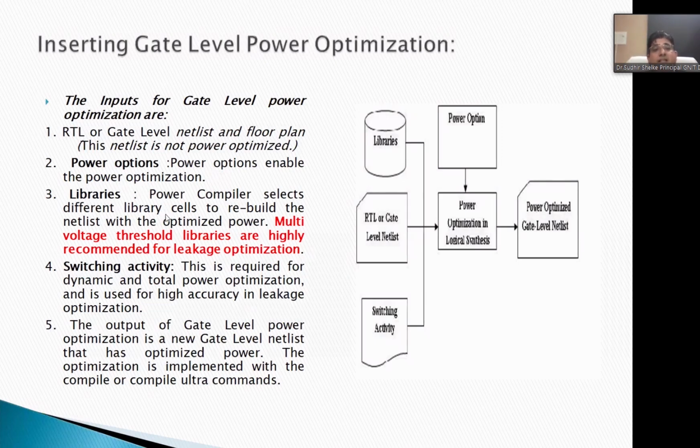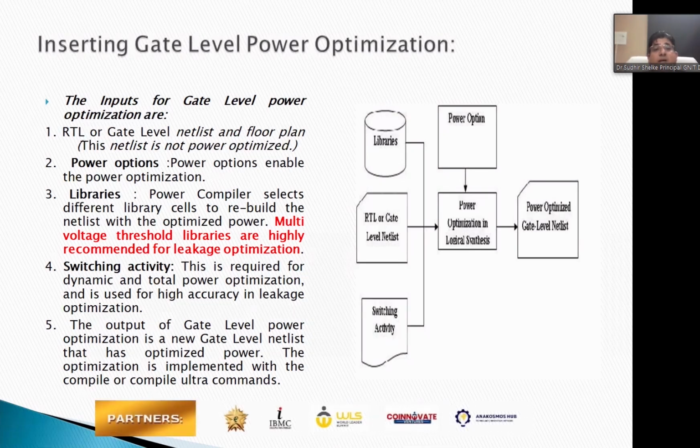Power compiler selects the different library cells to rebuild the netlist with optimized power. Every netlist has to be rebuilt for the optimization of the power, and that is available with the particular library. One of the libraries has to be selected to optimize the leakage and dynamic power. Multi-level voltage threshold libraries are highly recommended for leakage optimization. As I said, the leakage current is highly reduced by using the high voltage threshold libraries.